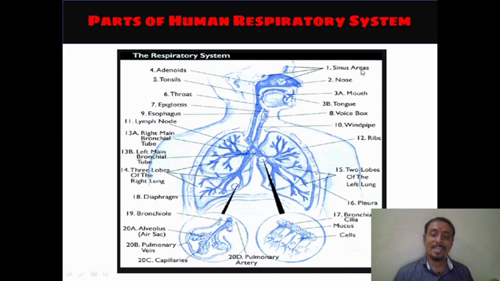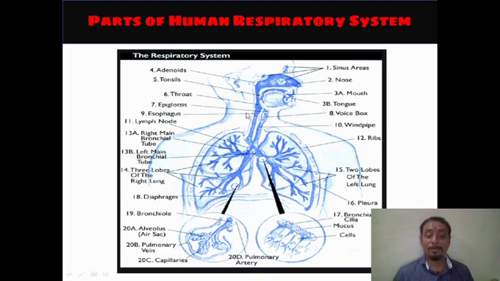These are sinus areas. The second part shown here is a nose. The third part, a mouth. The third B part, tongue. Then the fourth part, adenoids. Fifth part, tonsils. Sixth part, throat.